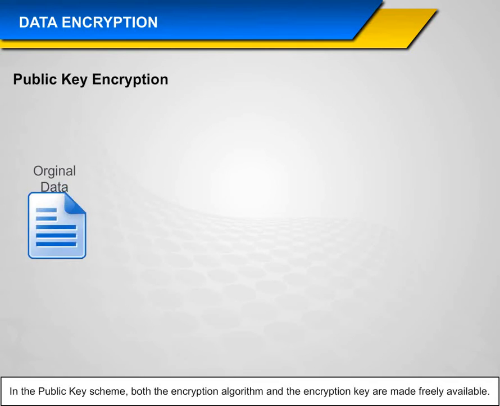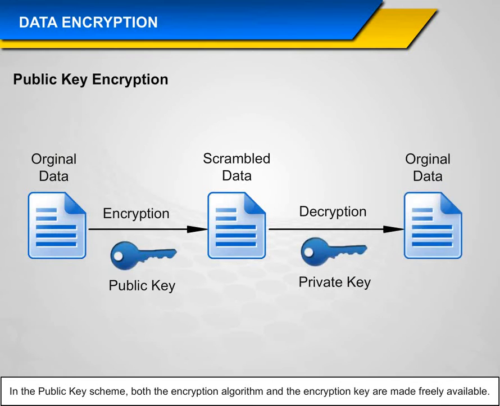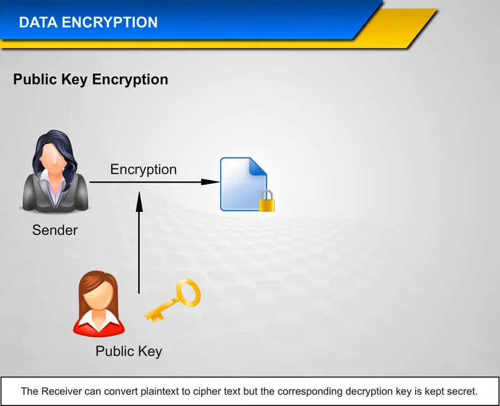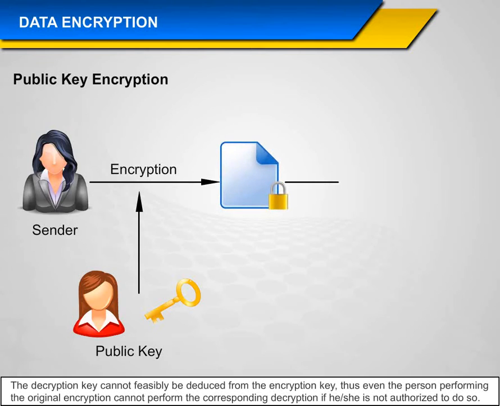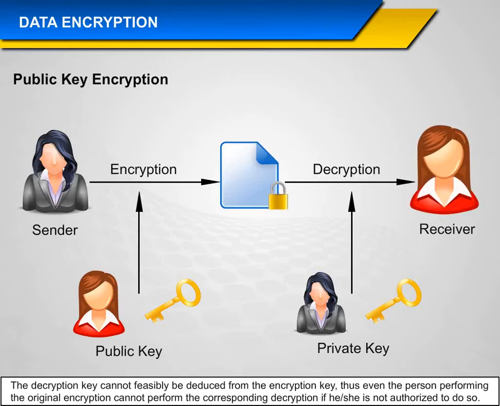Public key encryption. In the public key scheme, both the encryption algorithm and the encryption key are made freely available. The receiver can convert plain text to ciphertext, but the corresponding decryption key is kept secret. The decryption key cannot feasibly be deduced from the encryption key. Thus, even the person performing the original encryption cannot perform the corresponding decryption if he or she is not authorized to do so.